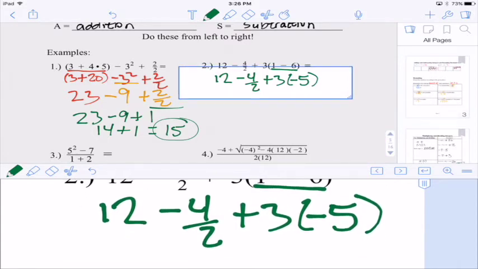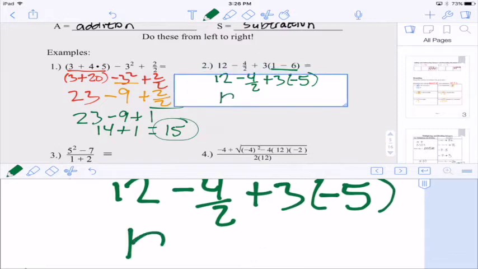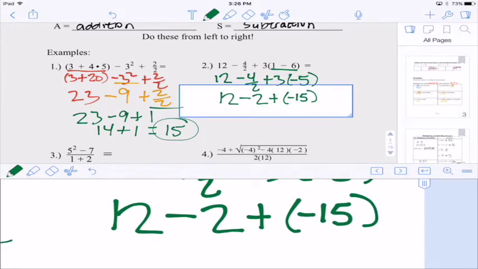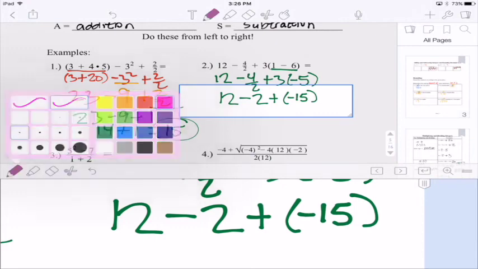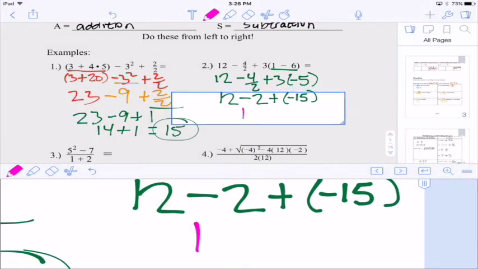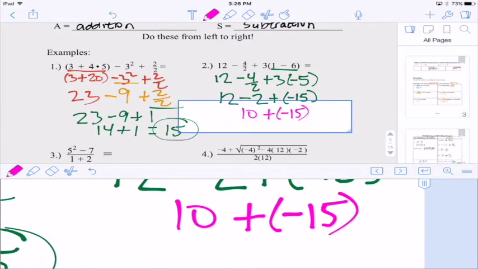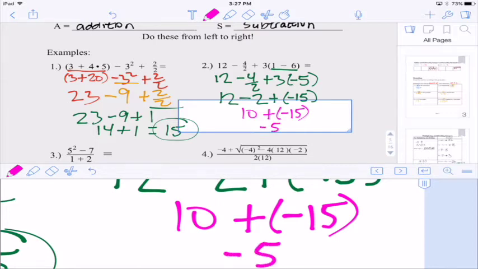From left to right, the 12 doesn't have any multiplication or division. I'm going to copy. The 4 divided by 2 is division, so minus 2. And we have more multiplication and division, the 3 times negative 5, so that's negative 15, plus negative 15. Okay, now we're going to do our addition and subtraction from left to right. So 12 minus 2 is 10. 10 plus negative 15, which we could also say is 10 minus 15, is negative 5. There's our final answer.